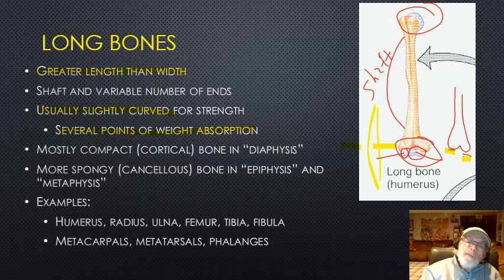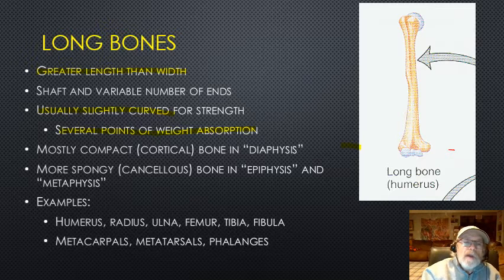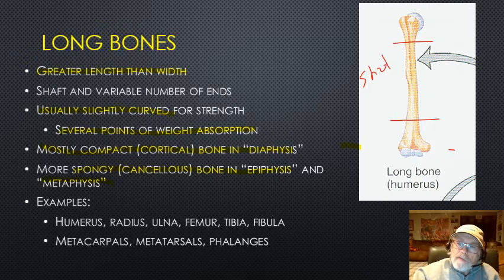What happens is, if I look at the bone, let me get rid of these things right here because there's more stuff I want to talk about. Bone has a couple different consistencies. They're mostly what are called compact or cortical bone in what's called the diaphysis, and more spongy or cancellous bone in the epiphysis and metaphysis. Well, you're saying, oh, big deal, I don't know those words, but you will now. This area right here is called the shaft, like I said before, or the diaphysis.